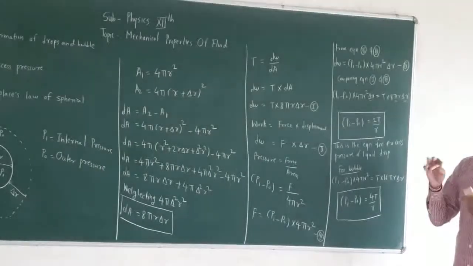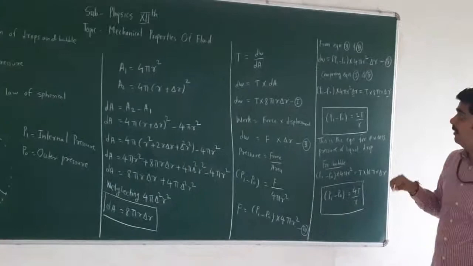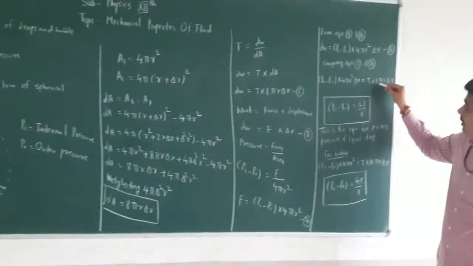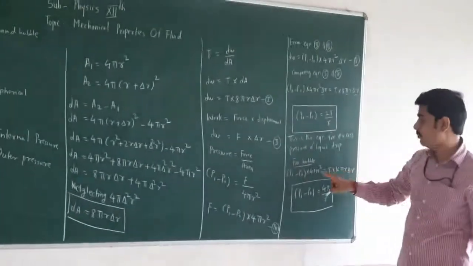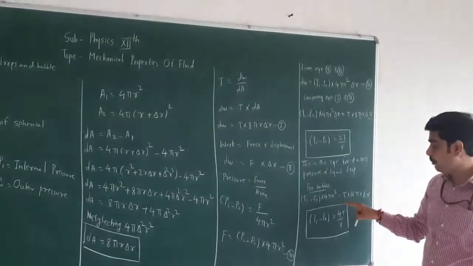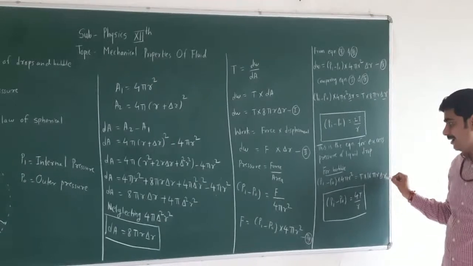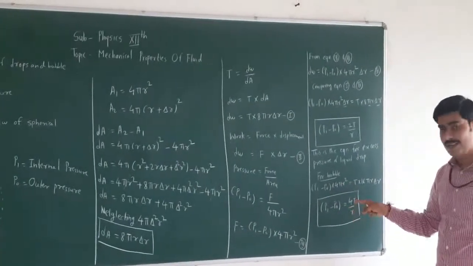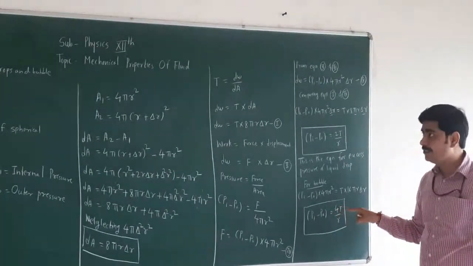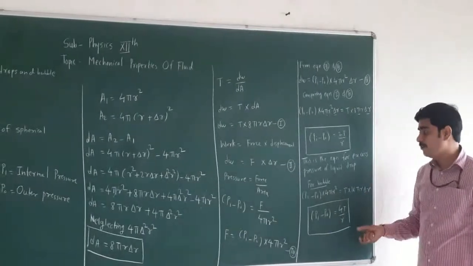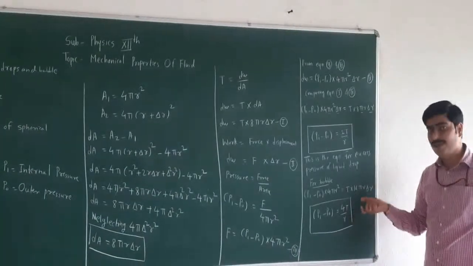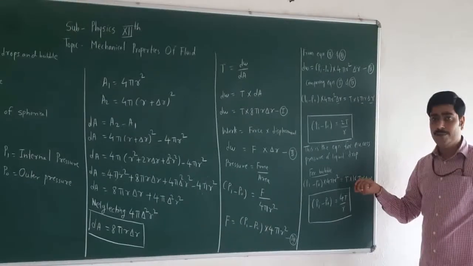Friends, for a bubble there are two surfaces in contact with the air. So we can write directly, in the place of 8 we should write 16. So Pi minus P naught into 4 pi r square is equal to T into 16 pi r delta r. After solving this we get Pi minus P naught is equal to 4T upon r. This is the equation for excess pressure exerted by a liquid bubble.